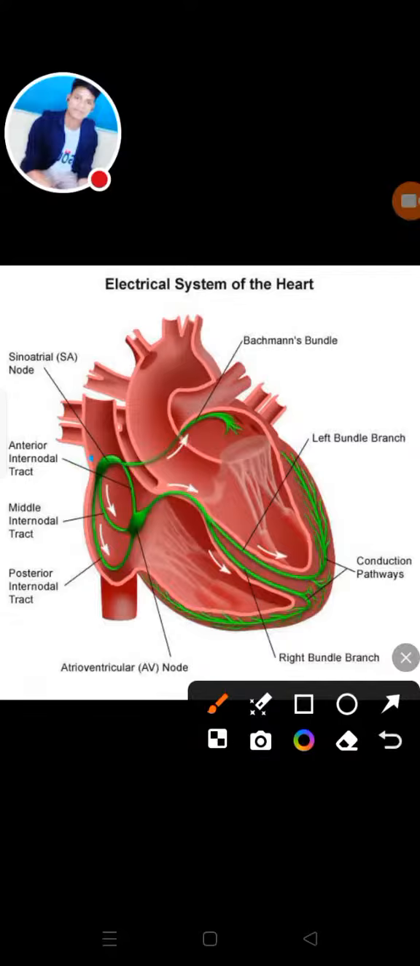Okay, the electrical impulses go to the SA node, then to the AV node, and then all over the heart on both sides. But it will be pending only in the left atrium. Right? So on the left side, no electrical impulses will be going. So which side of the heart is pending, not getting the proper electrical impulses?